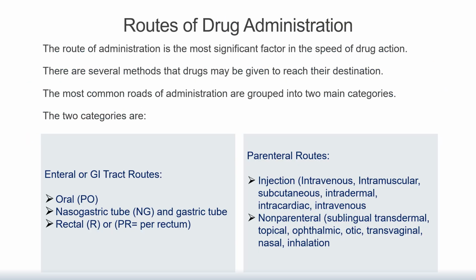The route of drug administration can have an effect on the speed of drug action. So there are several methods that a drug can be given to reach their desired effect. We talked about those in a previous lecture. The most common routes of administration are grouped together within two main categories. The two categories are enteral or GI tract routes. That's your oral medications, medications by an NG tube, or rectal medications. And then we have parenteral routes, which are by injection, whether it's intravenous, intramuscular, subcutaneous, intradermal, intracardiac, or intravenous.